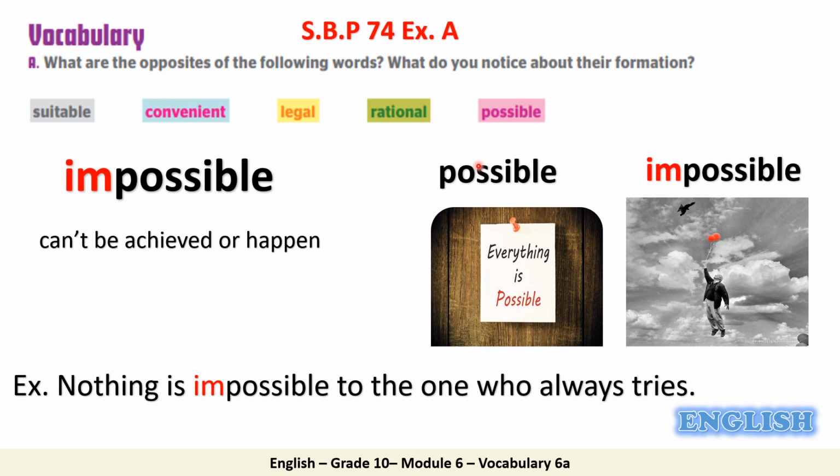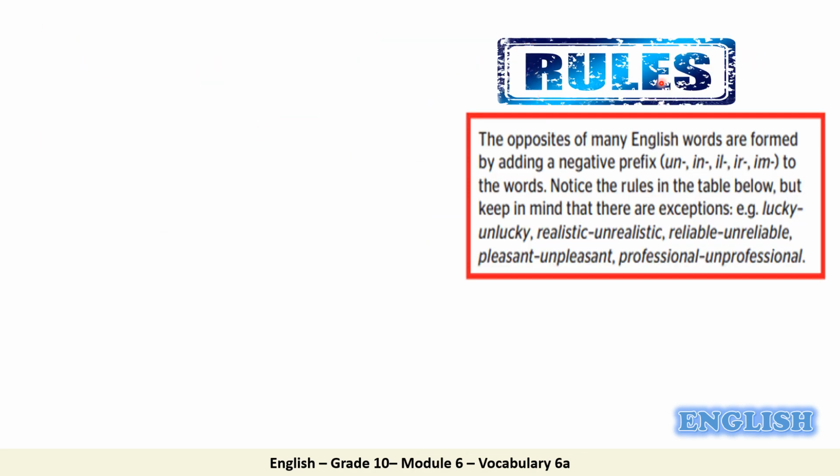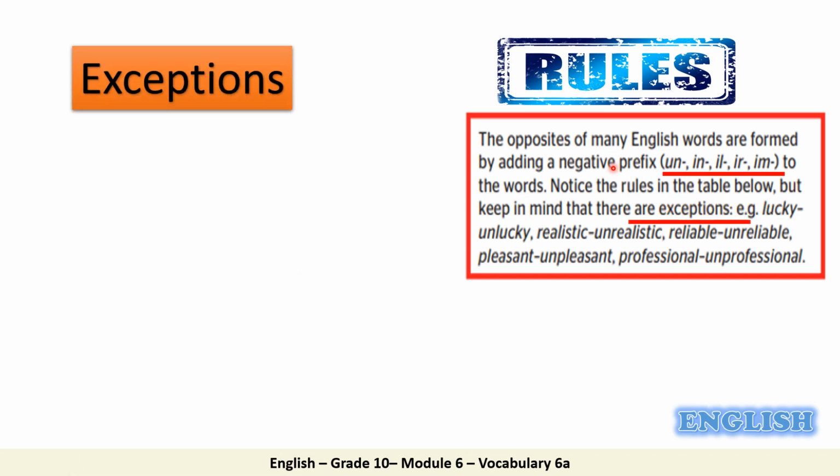And notice something here about the formation of the word possible. It takes the prefix im. So, remember well that if the adjective starts with letter P or M, it takes the prefix im, like possible, impossible. And now, let's go to the rules. I would like you to remember that the opposites of many English words are formed by adding a negative prefix, such as un, in, il, ir, im to the words. However, we have here some exceptions.